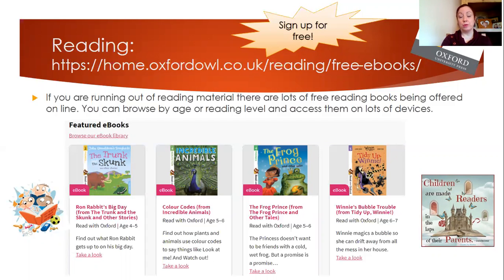You could even choose a book by your interest, so choose something that you find really interesting, even if it's harder than books that you usually read. And then you can have a go at using your phonics to sound out and work out what those words say. Okay, but reading is really important, and it's important that you carry on reading just a little bit each day whilst we're not in school, okay?